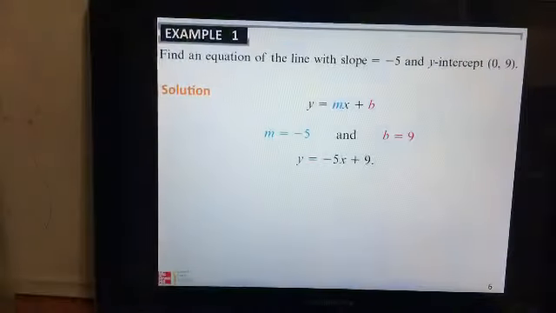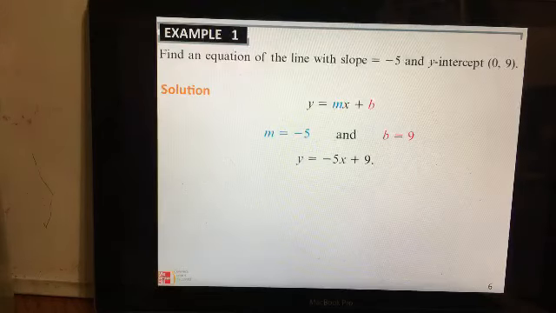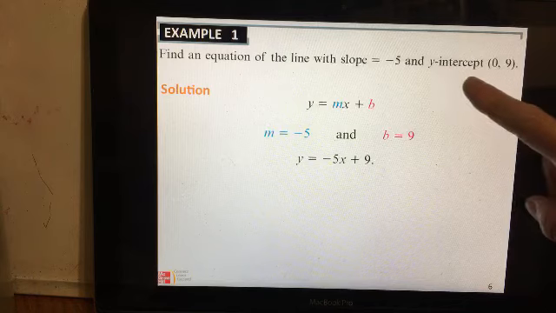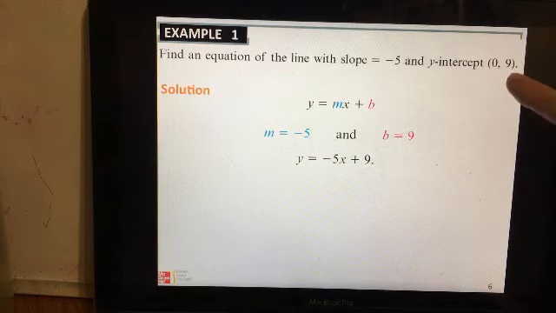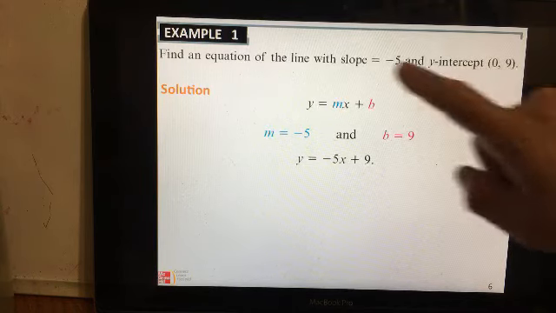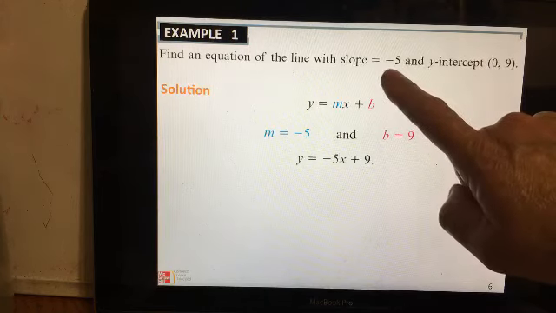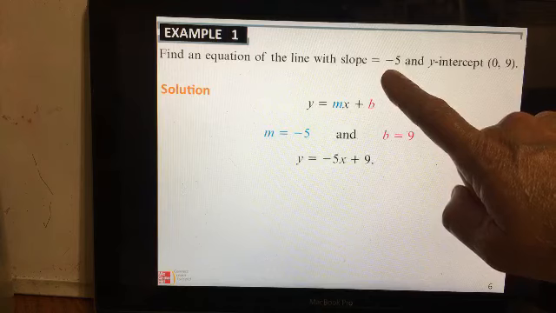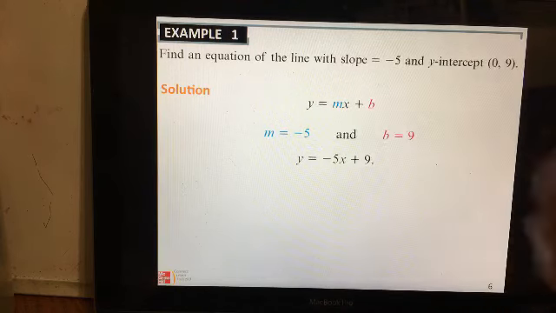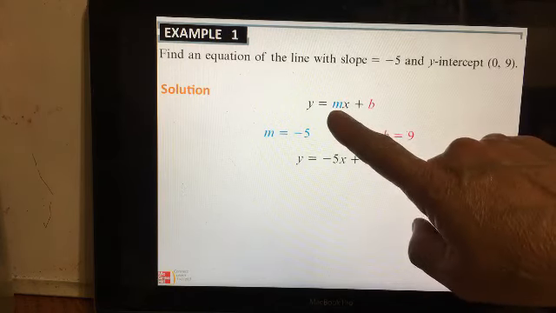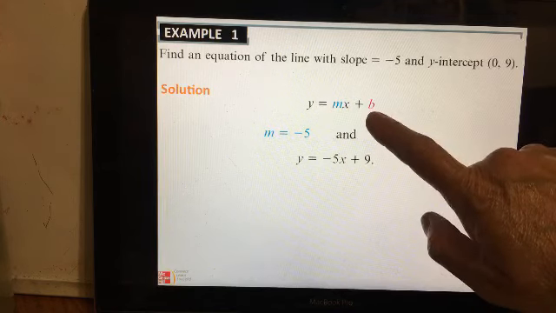So here we go back to our little PowerPoint. Now this y-intercept is (0, 9), which means this line is going to cross the y-axis at 9, and then it's going to have a slope of -5. So here is our slope-intercept form of the line, already set up to receive a slope and a y-intercept.